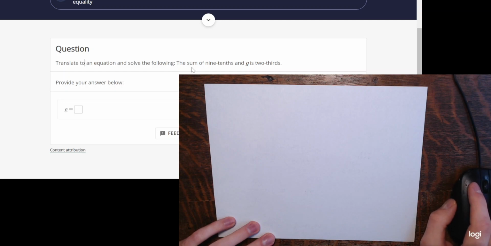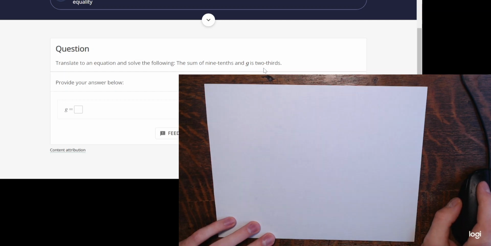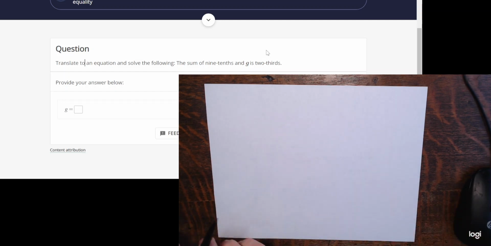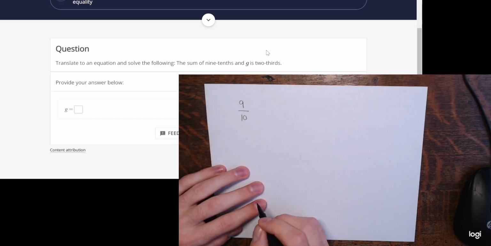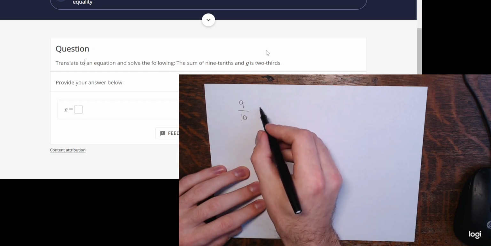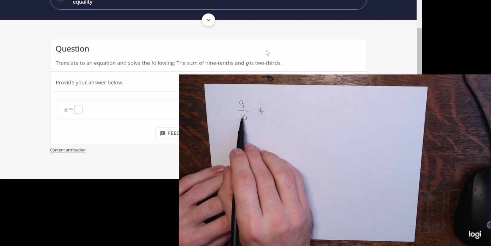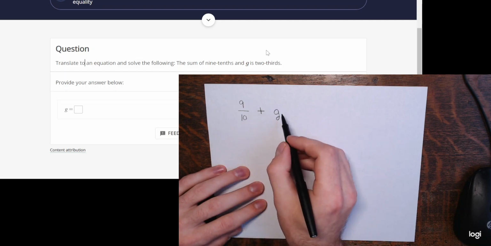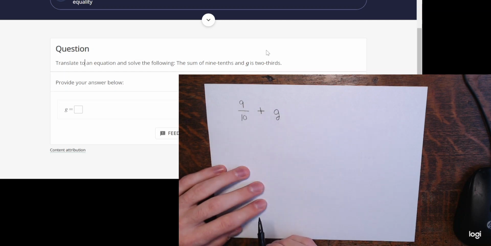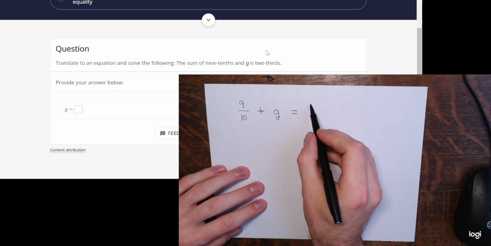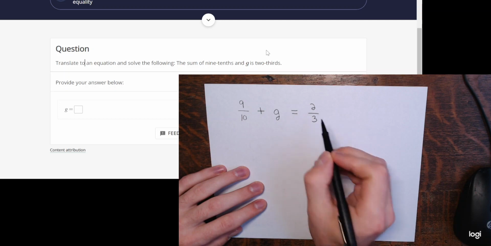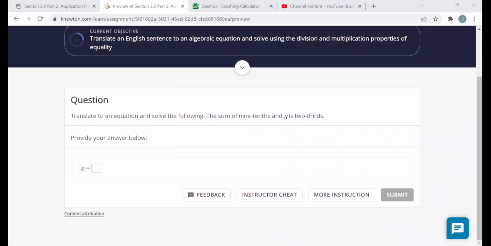The sum of 9/10 and g is 2/3. So 9/10 is 9 over 10. Right, that's 9/10. The sum means you're adding. Right, the sum of 9/10 and g. So 9/10 plus g is, right, equals 2/3. 2 divided by 3. And then we're solving this equation for g.